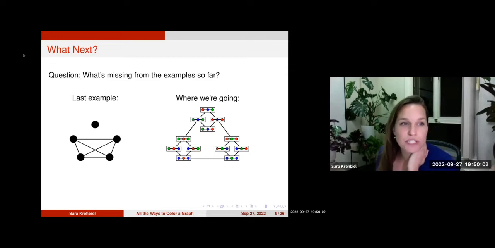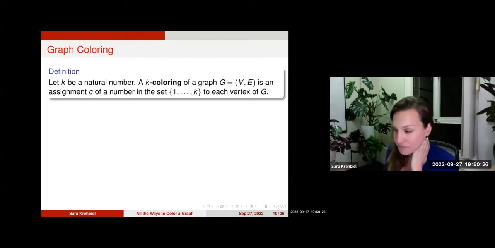Okay, so what's missing from the examples so far? This is an easy non-technical question. The last example looked like this. This was sort of my teaser photo. What's the difference? Here's a hint. The title of the talk. I haven't dealt with colors yet. So what we want to talk about next is graph coloring.